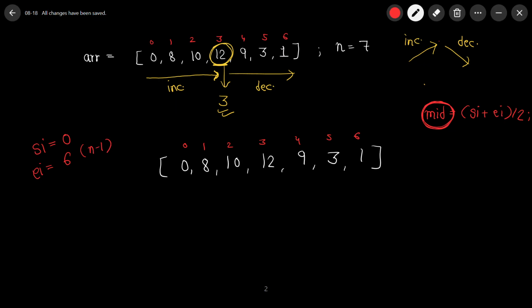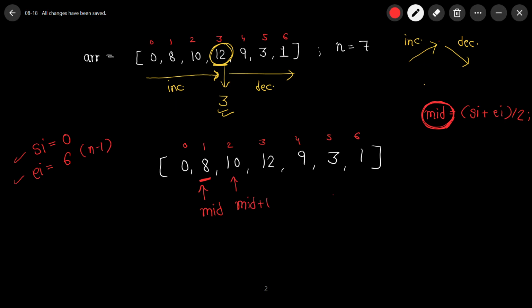So let me initialize it. Starting index is 0 and ending index is 6. Let's discuss our scenarios. What can be the possible scenarios? Suppose we are here. Let's say we are at 8. Suppose our mid points to 8. So if our mid is 8, then mid plus 1 will be pointing to 10.